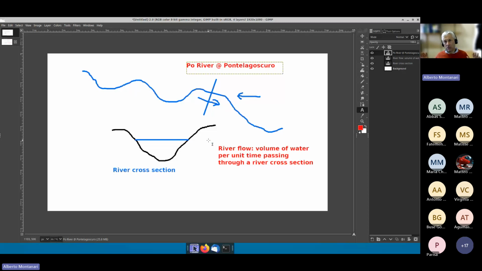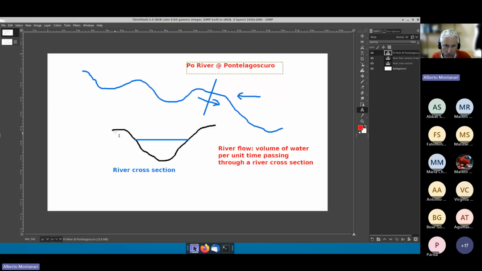We are not interested now in measurement techniques. What we are interested in is that at Ponte Lagoscuro we have a very long series of observed daily river flows. What does this mean, daily? Daily means that each day a measurement is taken, and the measurement is taken as the average for that day. Okay, very good.